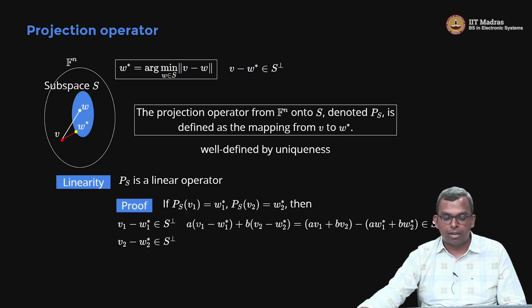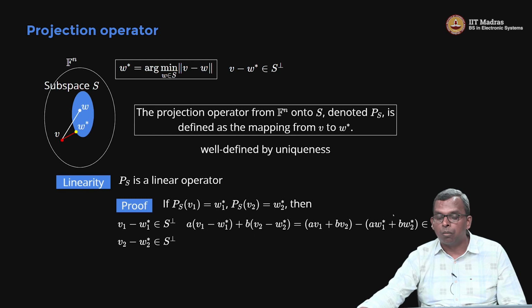So, notice what happens. If I do A times (V1 minus W1 star) plus B times (V2 minus W2 star), what do I get? I can group these things together. I get (A V1 plus B V2) minus (A W1 star plus B W2 star). That also now has to belong to S perp, because these two belong to S perp. Now, look at this equation. Stare at this equation very closely.